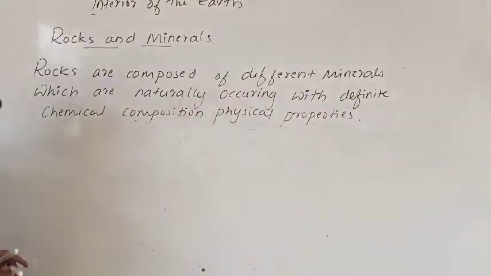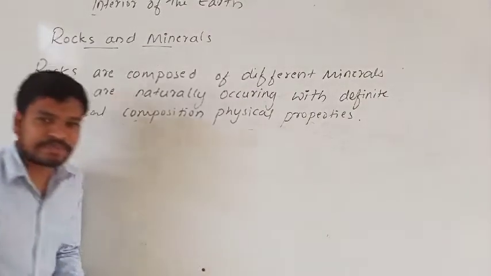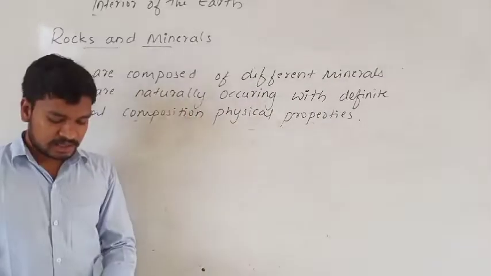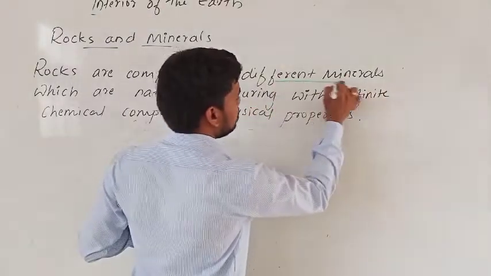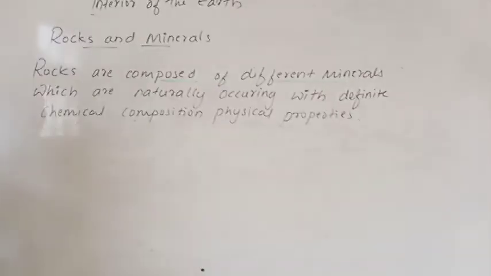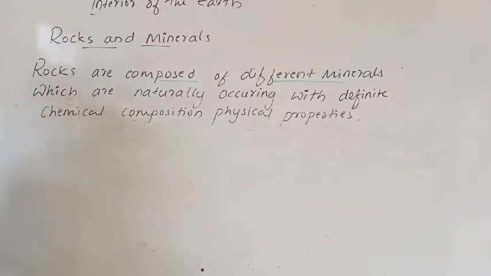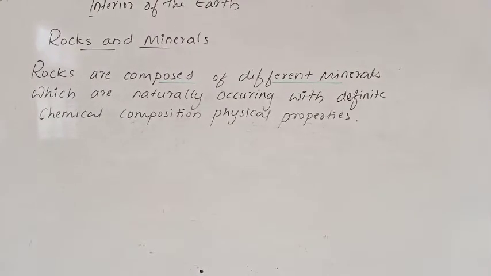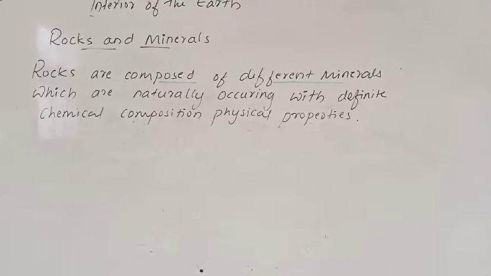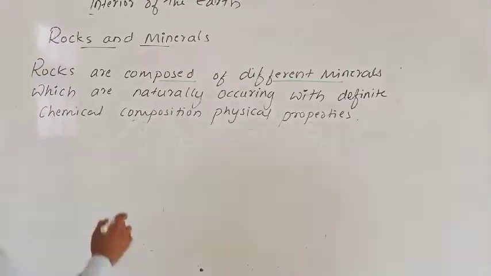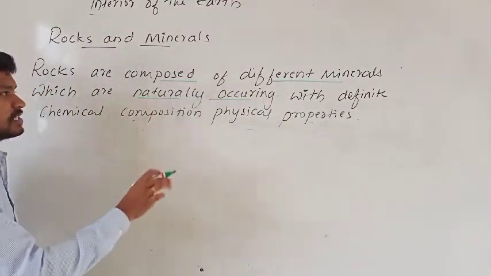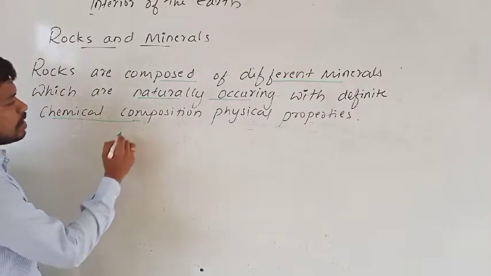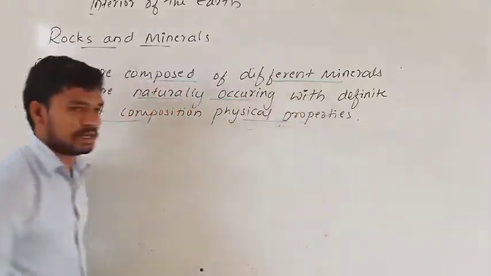These rocks are composed or made up of different minerals, so every rock will have a different mineral in it. These minerals are naturally occurring, and every mineral has its own chemical composition and physical properties.